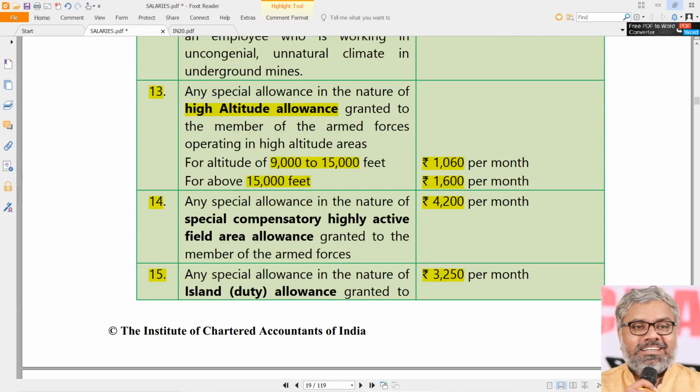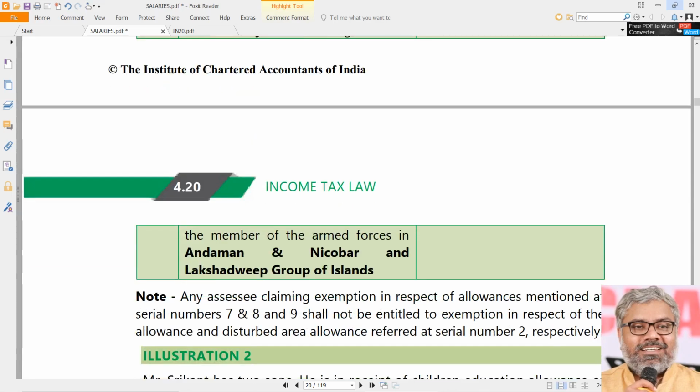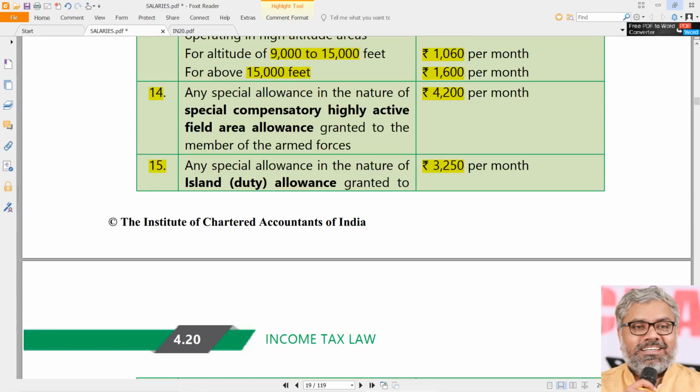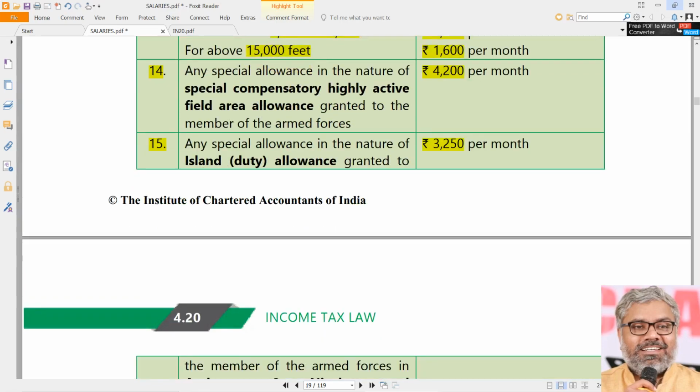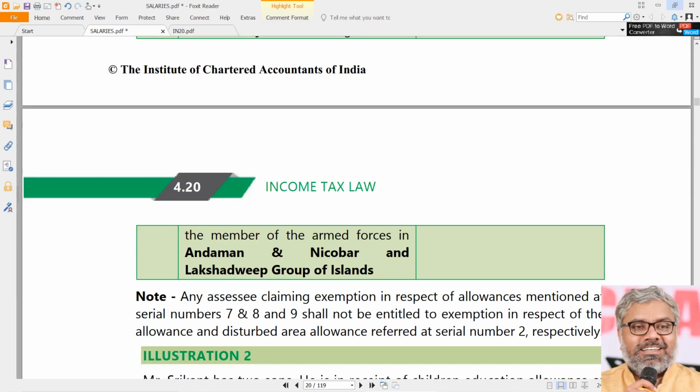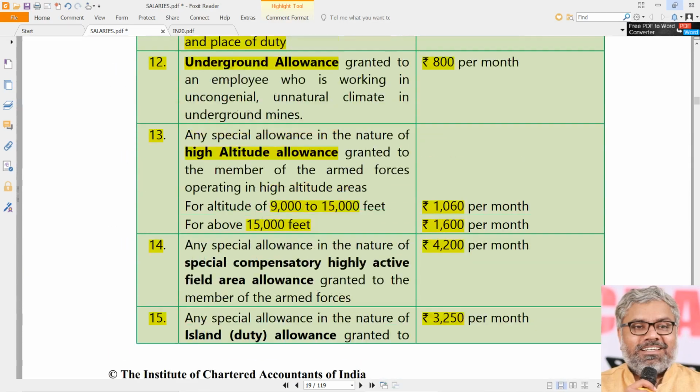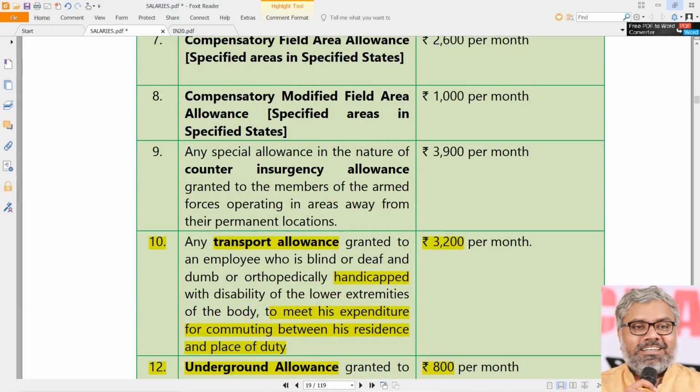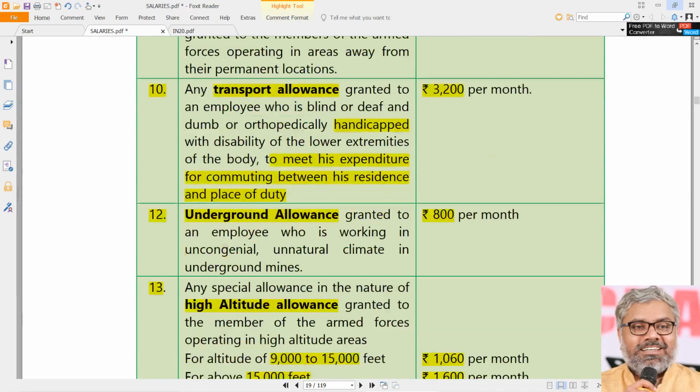In the same way, with the change in altitude in feet, the high altitude allowance exemption also changes. If employees are working somewhere between 9,000 and 15,000 feet, then 1,060 per month is the exemption. Above 15,000 feet, 1,600 per month is the exemption. Like that, for Andaman Nicobar, if you see it suddenly, you can remember 3,250 per month is the exemption for island allowance. That is for armed forces. Wherever armed forces is there, the possibility of it being asked in the question is very, very less.